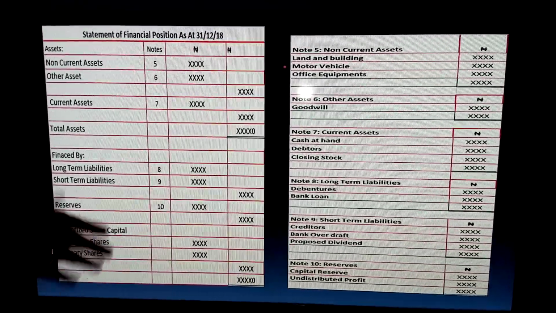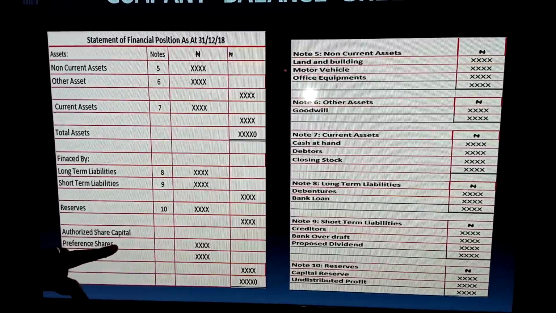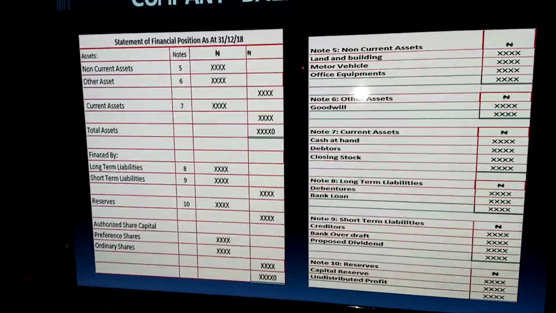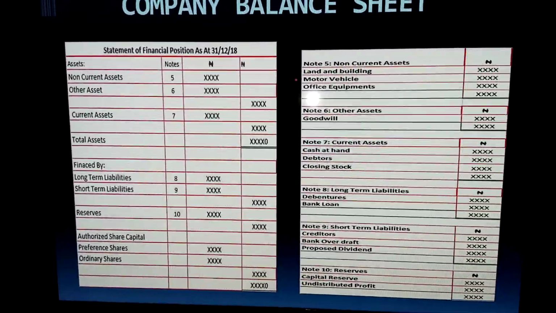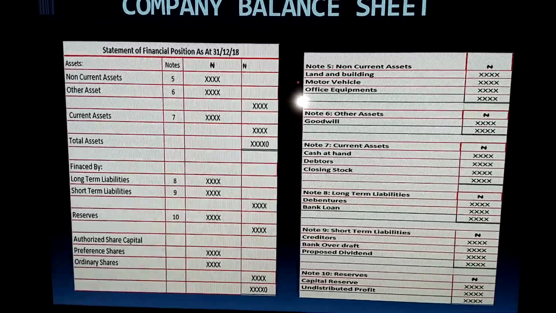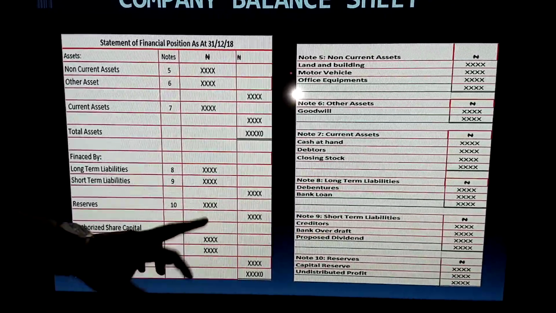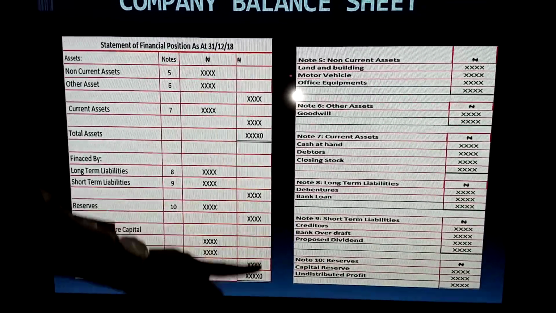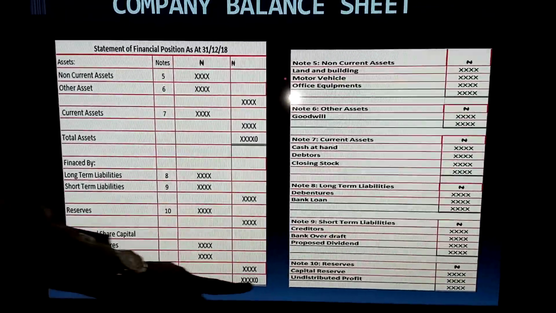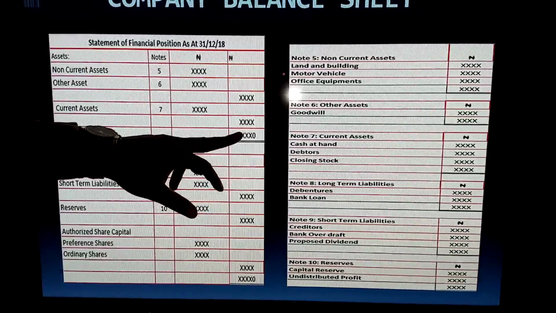Then we have authorized share capital. Then we have preference share capital. They are all share capital, but preference shareholders have preferential treatment. Ordinary shareholders are more like the loss bearers, the equity holders of the business. So when you add together, you have this. When you add this to this to this, you have total liabilities, which must be equal to your total assets.